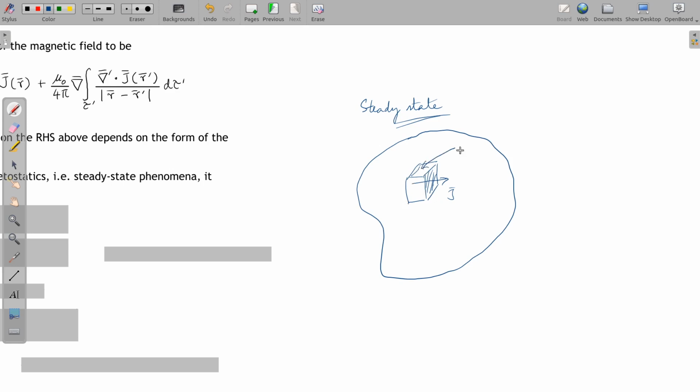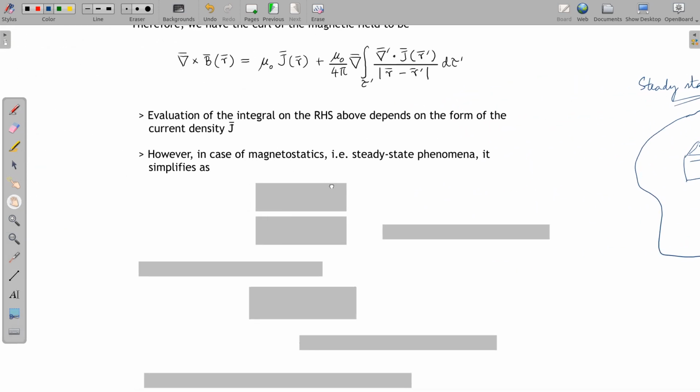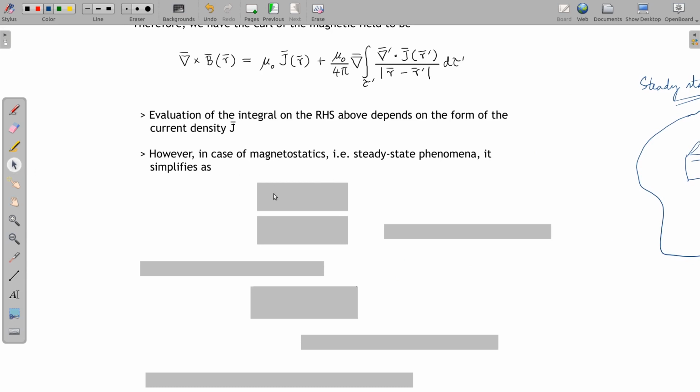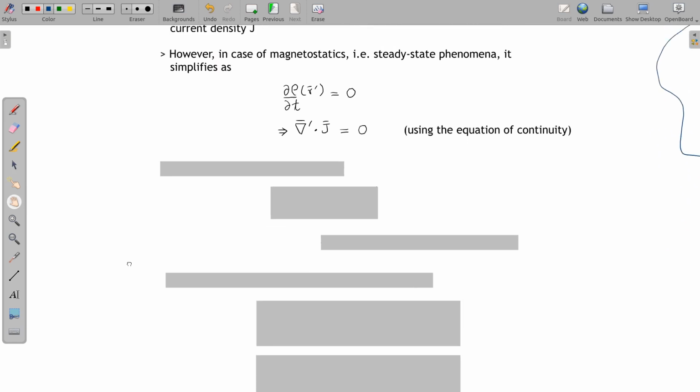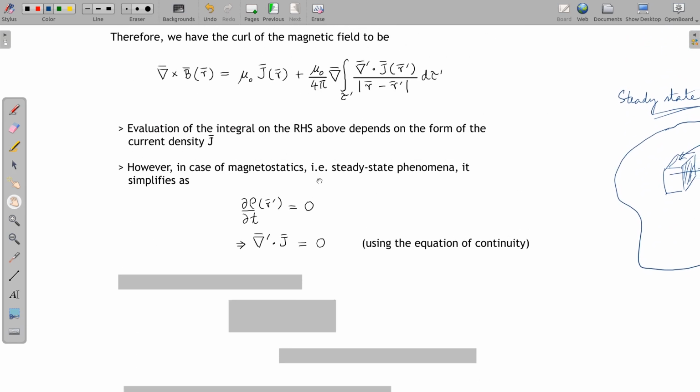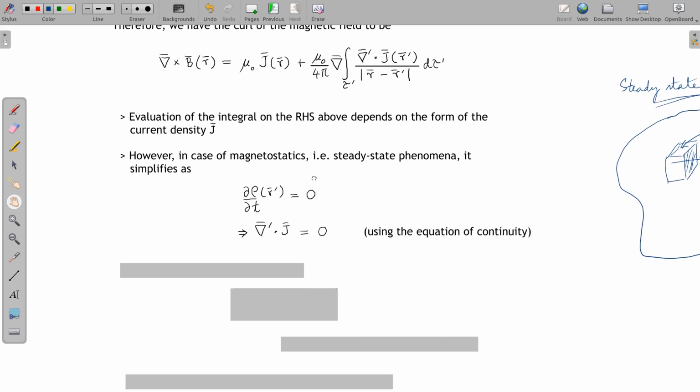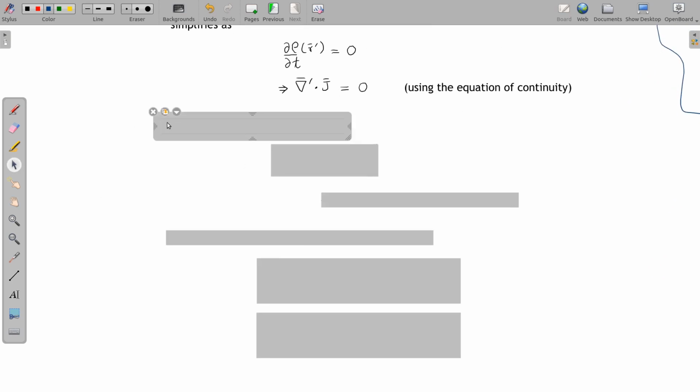If the density of charges remains the same, then the derivative of the charge density with respect to time is going to be 0. It is not changing with time. So in the steady state phenomenon, dou rho by dou t is going to be 0. If dou rho by dou t is 0, that means the divergence of J is 0, and we got this using the equation of continuity. Once we get this, this integrand is going to be 0. So in the case of magnetostatics, this entire second term is going to go to 0.